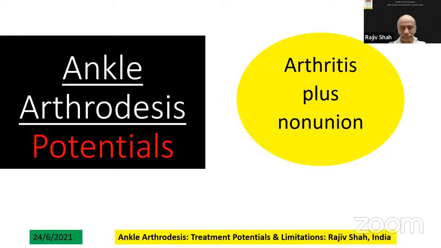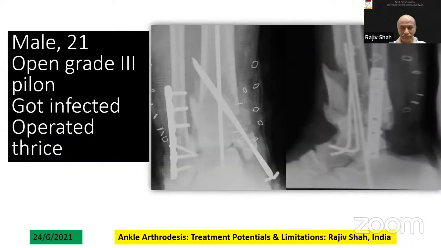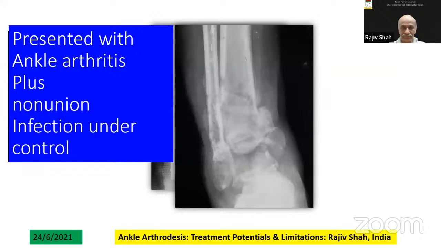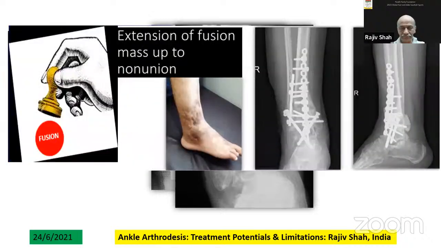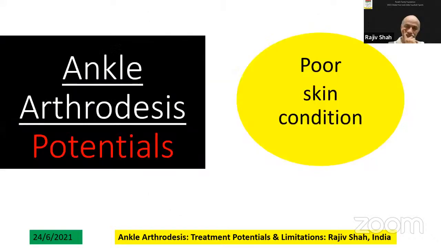Arthritis plus non-union, you would require ankle fusion. This male of 21 years had an open grade 3 pilon fracture which got infected, operated thrice, and ultimately was referred to us. When he presented, he had ankle arthritis, non-union of the pilon fracture, and infection was under control. Now, this patient had to be treated with ankle arthrodesis, and the fusion mass was extended higher up to cover up the non-union of the pilon fracture, and bone grafts were added.